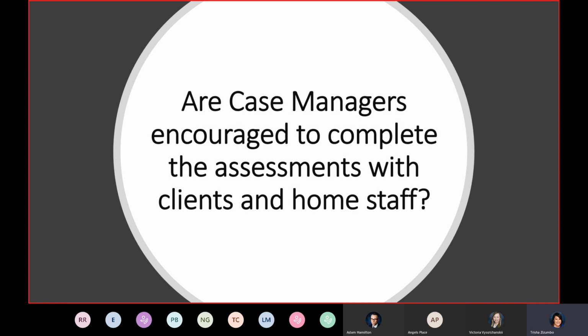Okay, next question. Are case managers encouraged to complete the assessments with clients and home staff? Case managers and sports coordinators are required to continually integrate this information from all treatment providers, natural supports, and community supports. Then coordinate care as a part of the person-centered planning process. Since not all information is from one source, the complete assessment could be delayed.